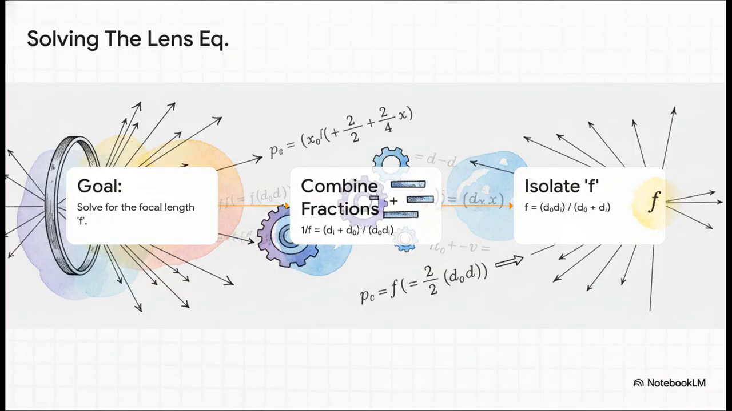To solve this thing for the focal length, f, you can't have those two separate fractions on the right. You've got to combine them into one. And how do you do that? By finding a common denominator and adding them, using the exact skills we've been practicing today to create a single rational expression. Once it's one clean fraction, you can just flip both sides to get f all by itself.